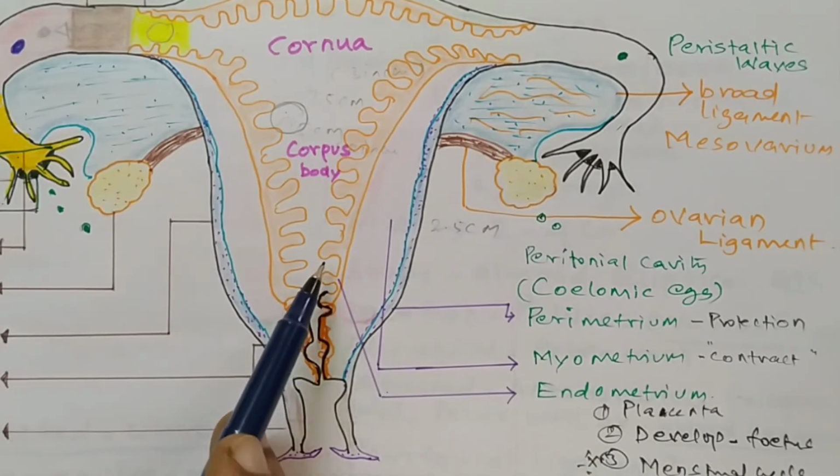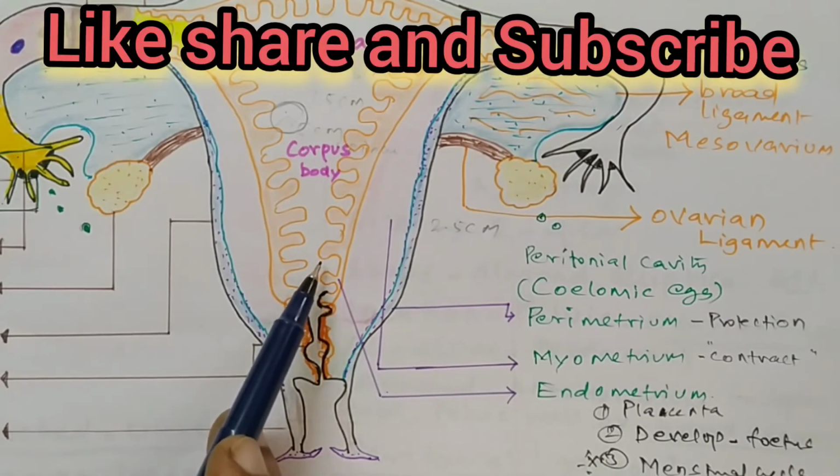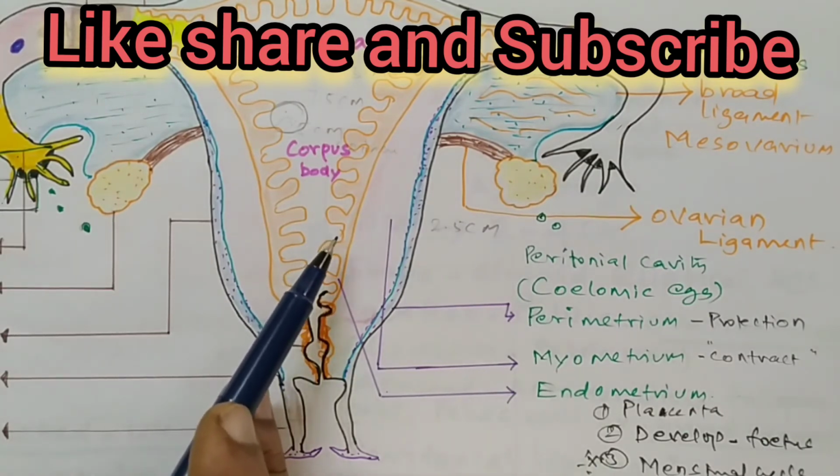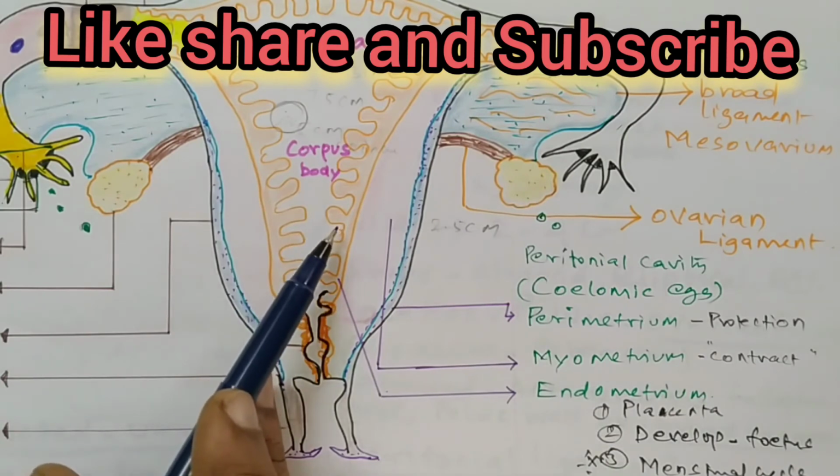The main function is that the embryo gets attached to the endometrium, which is called implantation. It has a lot of gland cells, secretory cells. It secretes a viscous fluid. That viscous fluid provides nourishment to the embryo, and it is also responsible for protecting the ovum.